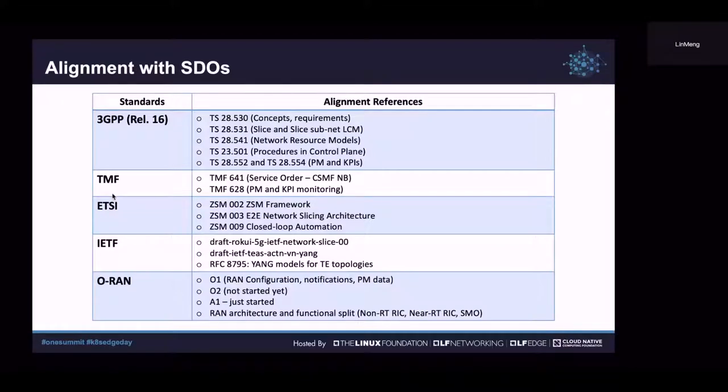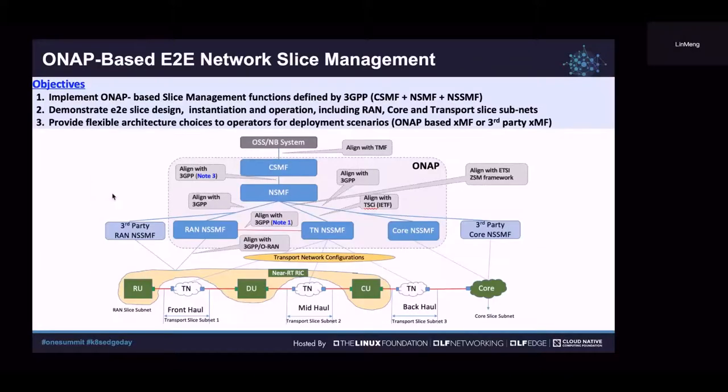This page depicts the specific standards we have referenced and implemented in this use case. So back to this page, as you can see, the interaction between CSMF and the OSS and BSS system is aligned with TMF standard. The interaction between CSMF and NSMF, as well as the interaction between NSMF and the RAN NSSMF, as well as the core NSSMF, is aligned with 3GPP standard.